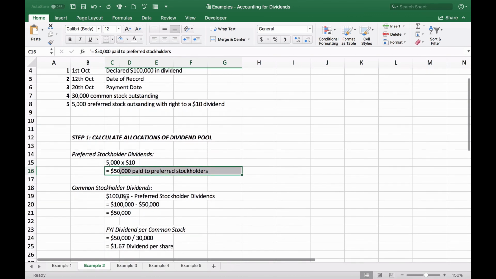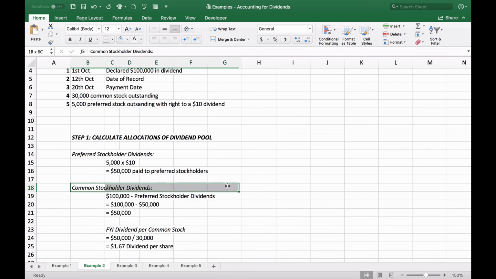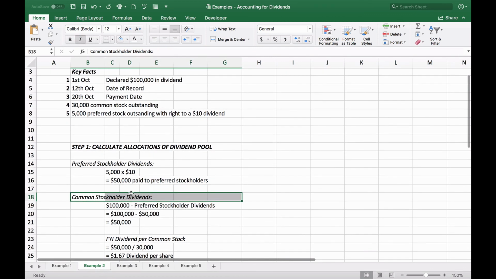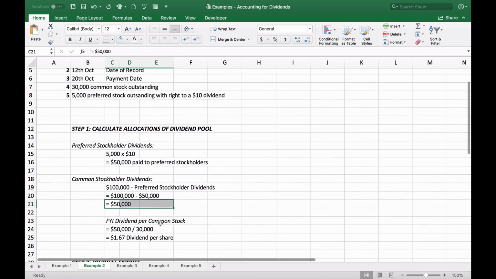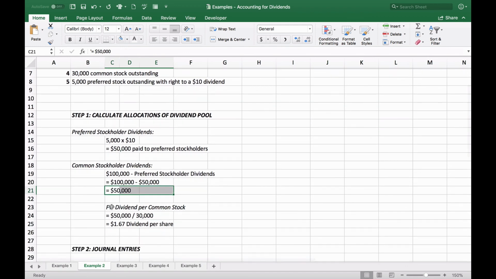Alright, after them, let's move on to the common stockholder dividends. Now there was a $100,000 pool, and then you have to minus the preferred stockholder dividends. So it's 100,000 minus 50,000, which leaves 50,000 for the common stockholders. And while this doesn't really matter in our journal entries, for your information, the dividend per common stock, we've got 50,000 with 30,000 common stock outstanding.